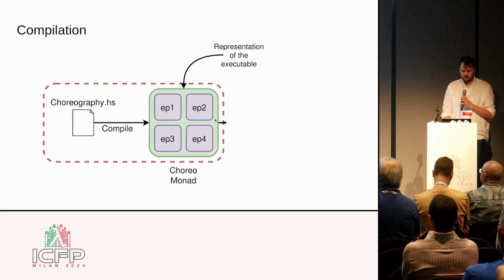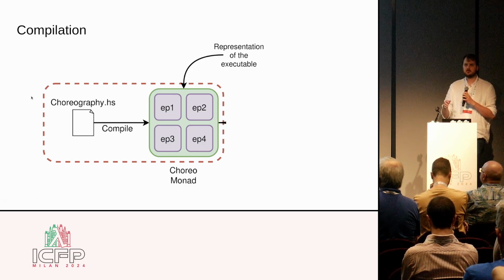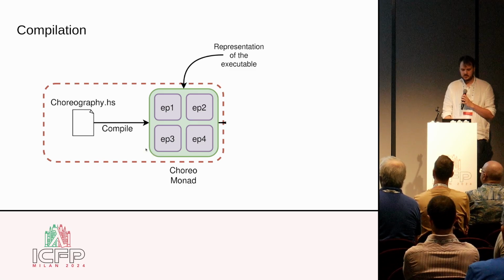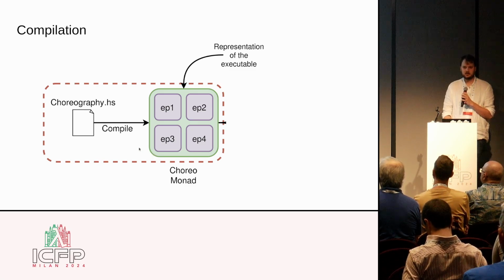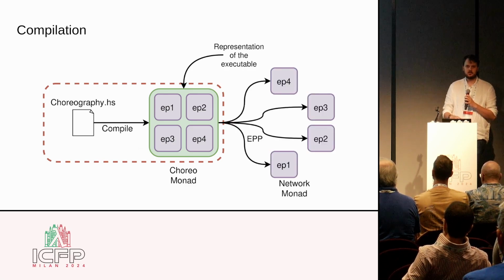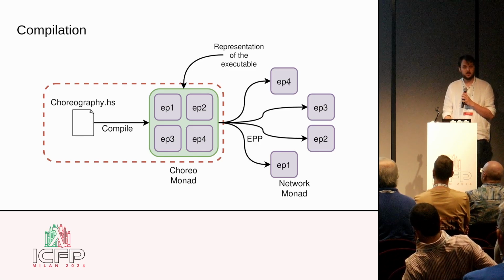So what HasChor does, this is a diagram of what happens right now. The dotted line here represents what happens during compilation. We write our choreography, and when we compile it, we get this executable that contains code for all the different endpoints, because we don't know yet which endpoint we're going to project. Then at runtime, we use EPP, endpoint projection, to say, well, okay, we want to run the 4th endpoint, for example.